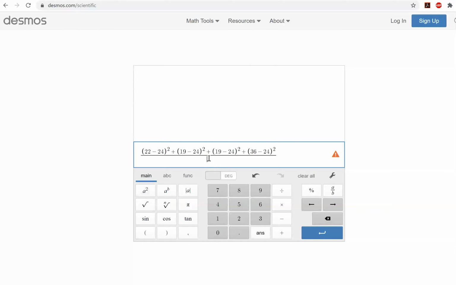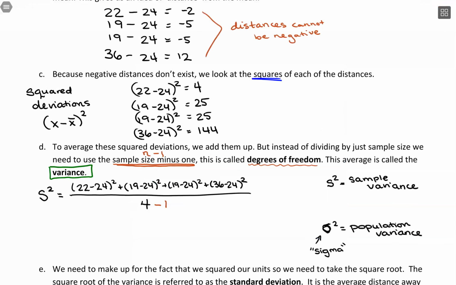And then for the denominator, we have 4 minus 1, which you could type in, or you could just type in 3 if you do that in your head, but we'll have that 4 minus 1. So we're getting this variance of 66 out. So we have variance is 66. So the calculations that we're doing here, just to break it down a little bit, in the numerator, we add up the squared deviations, and then we divide by sample size minus 1.